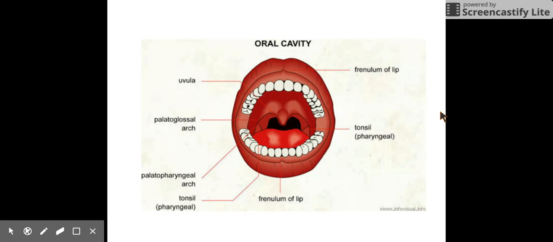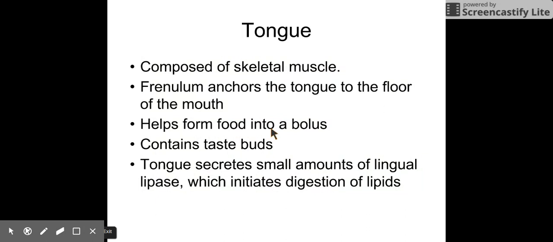So, just so you can orient yourself a little bit with the mouth, here is a picture of the oral cavity. You have the lips, all right? Then you have the gingiva or the gums, and then you have teeth. You have the tongue, you have the uvula, you have the tonsils, okay? And then you have the opening to the pharynx, which I'll talk about.